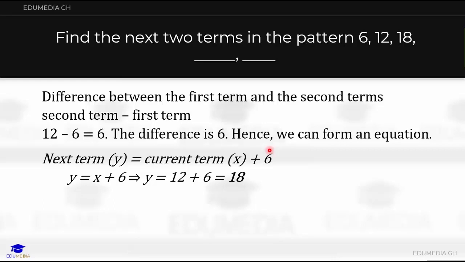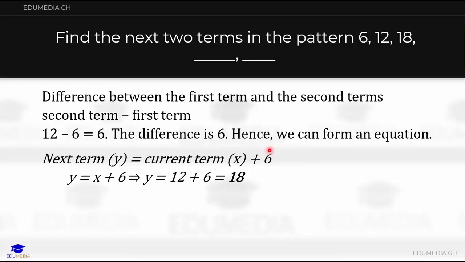So in this scenario, we assume the number 18 is what we are looking for, just to test our formula. So we have y equals 12, which is the current term. 12 plus 6 gives us 18. Hence we can go ahead and implement that for the next one.